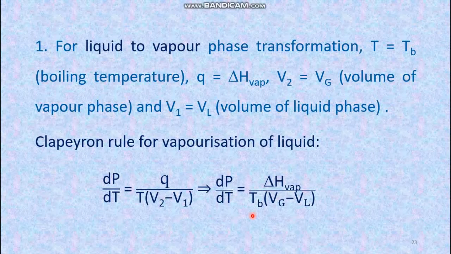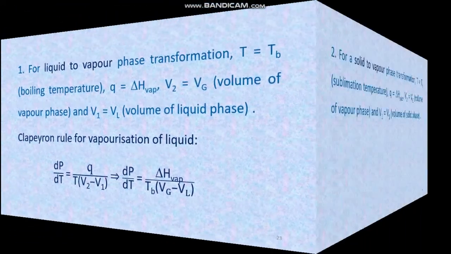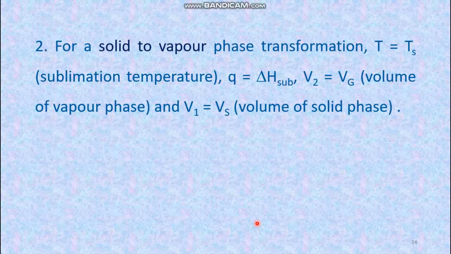Suppose water boils at 100 degrees Celsius at 1 atmospheric pressure, and if you try to boil water on a hilltop, that means at some higher altitude, the air pressure is lower. In that case, water boils at a temperature less than 100 degrees Celsius. Similarly, in the case of sublimation also, this parameter is positive.